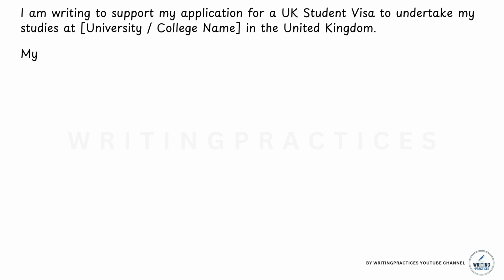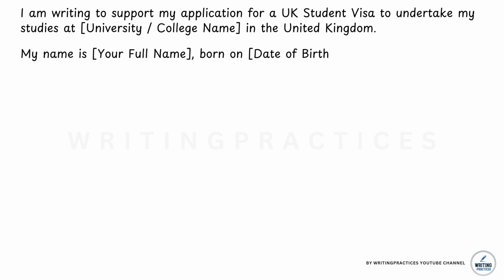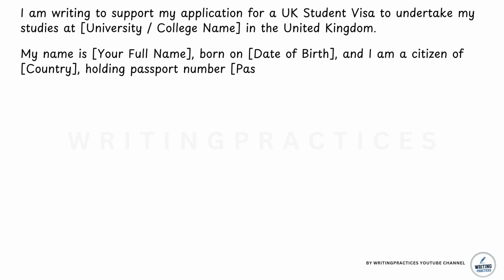Introduce yourself. Next, provide your personal identification details. For example, my name is Daniel Christopher Evans, born on March 15, 2004, and I am a citizen of Canada, holding passport number CA 7845123. This confirms your identity. The visa officer must be able to match your letter with your passport and visa records. Accuracy here is essential.